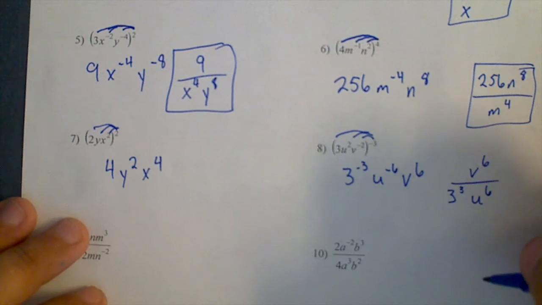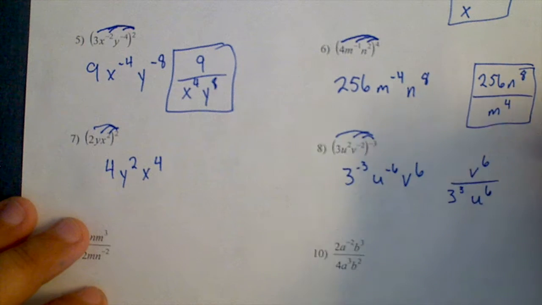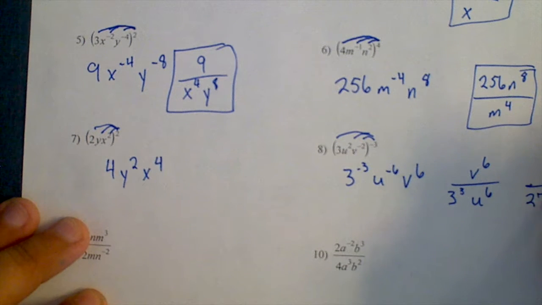The only thing I like to do is go ahead and simplify 3 to the third power. 3 times 3 is 9, times 3 is 27. So I have 27 u to the sixth on bottom, and I still have v to the sixth on top.